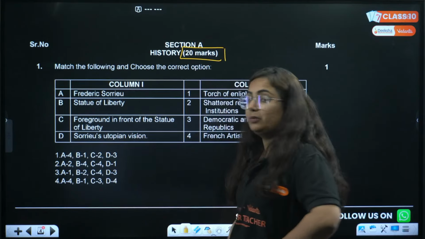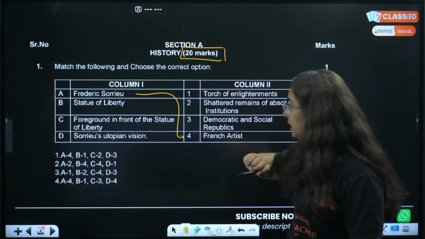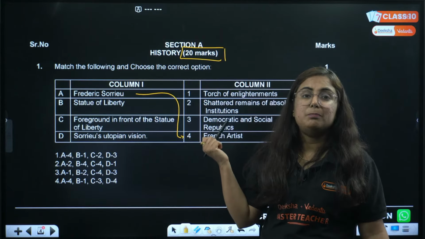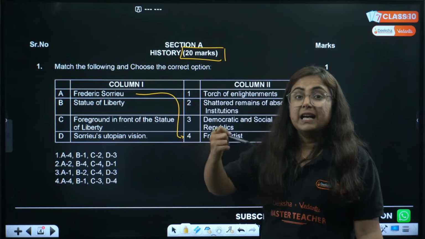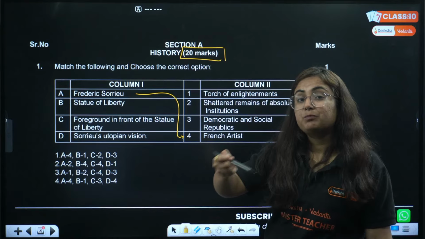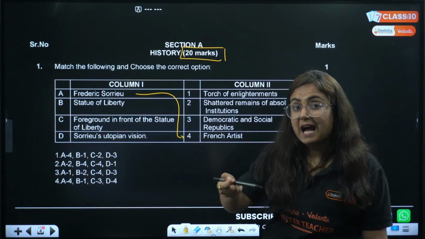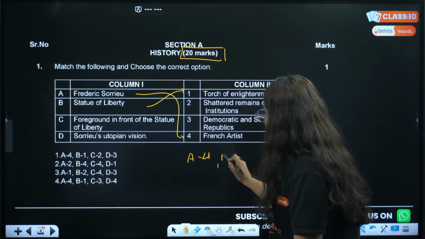Don't do it like this, where you are aware about one thing, mark it, and then give the correct answer. No beta, you have to read it completely. If I talk about Frederic Sorrieu, I am aware that he was a French artist. Do you remember that painting made by Frederic Sorrieu? In that there was a Statue of Liberty, in whose hand there was what? Torch of enlightenment. So A matches with 4 and B matches with 1.